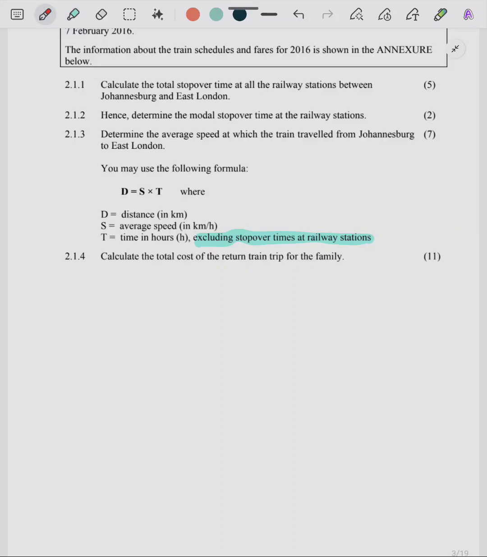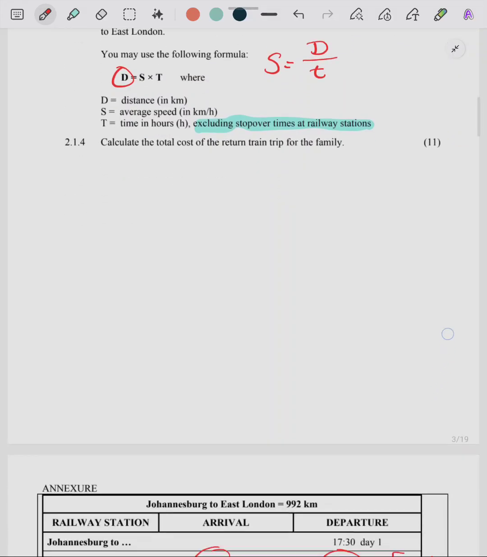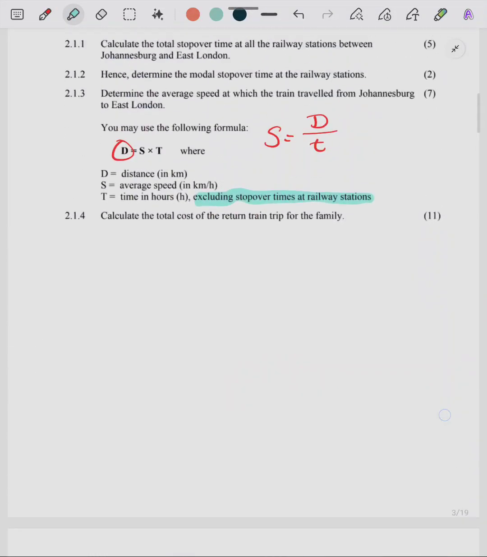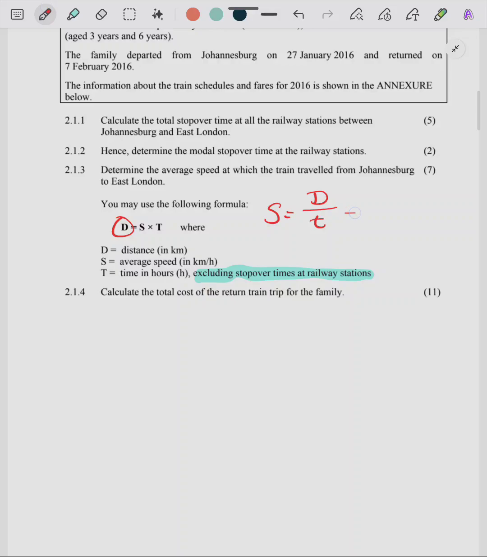So let's look at our formula. Firstly, we're going to need to rearrange it because they're not actually asking us for distance. They are asking us for speed. So we're just going to rewrite it as speed is equal to distance over time. Now we need to figure out our distance and our time. Distance is quite easy because it's actually at the top of your annexure. It tells us our distance is 992 kilometers. So that one we don't even really need to worry about.